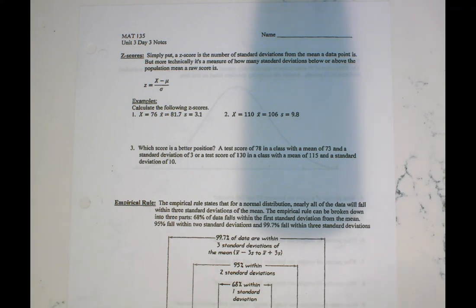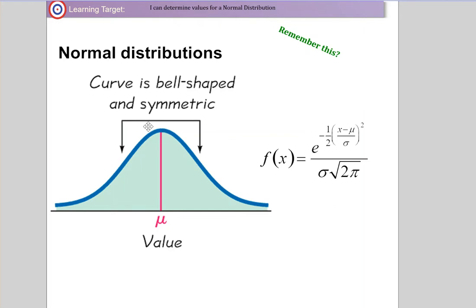So if you remember our normal distribution, we talked about this in Unit 1 and Unit 2 when we were talking about what kind of shape a curve makes. When we talked about a bell shape or symmetric curve, this is what we would call a normal distribution. So our mean is that value that goes in the middle, that mu value, and about half of our data lies on each side of that.